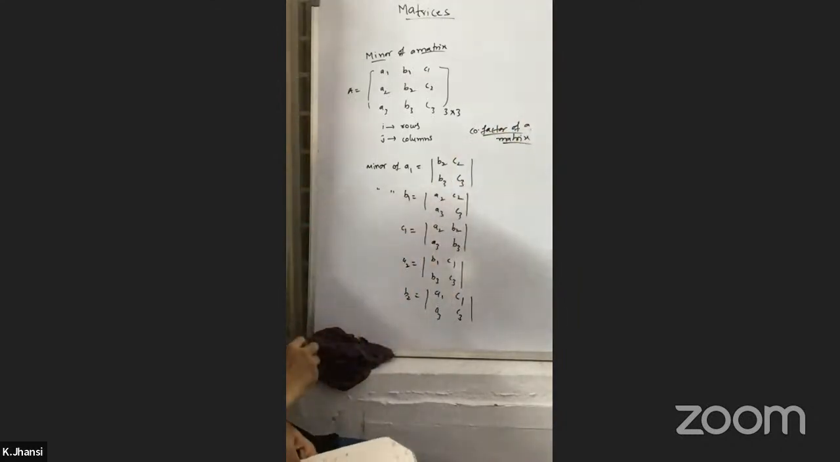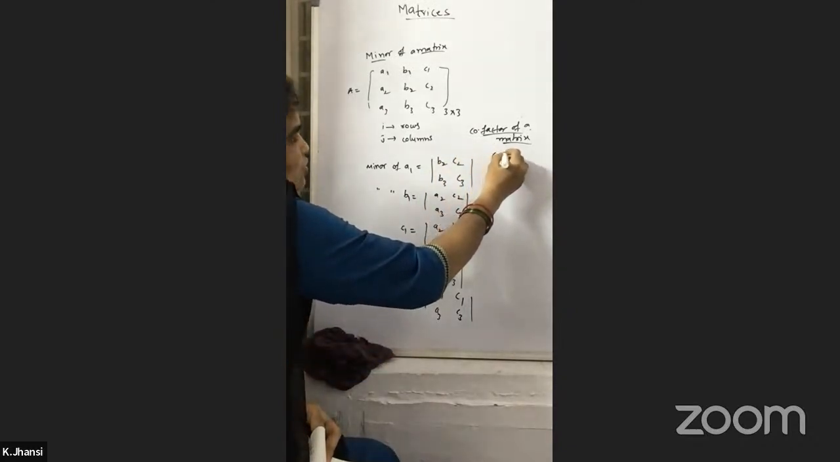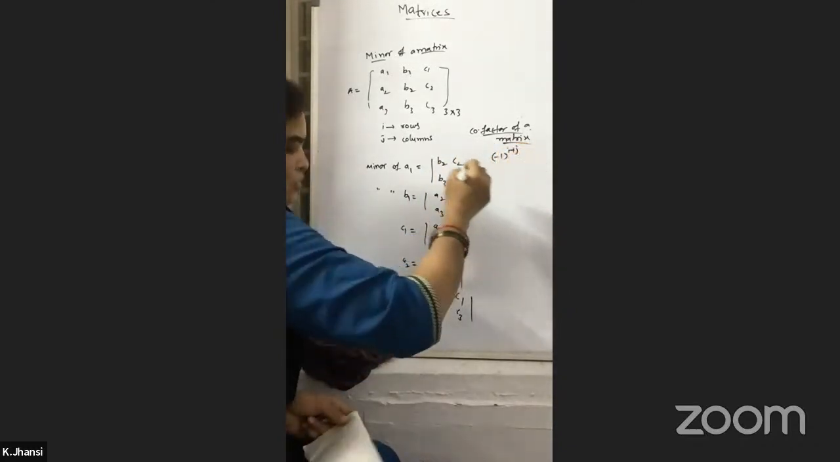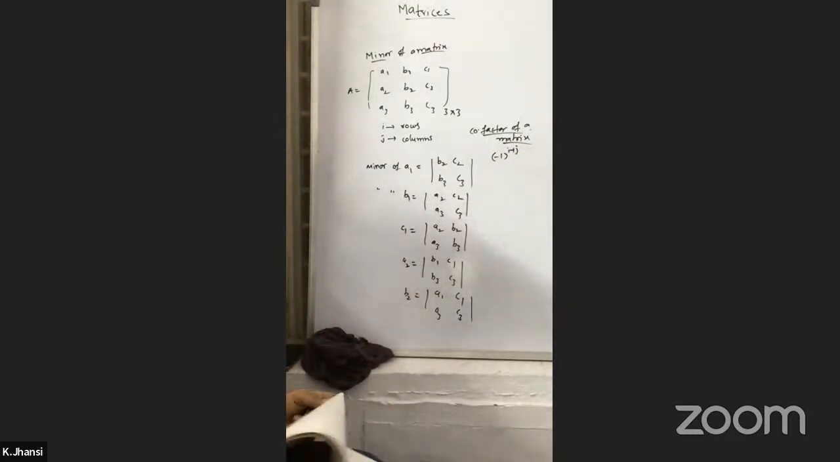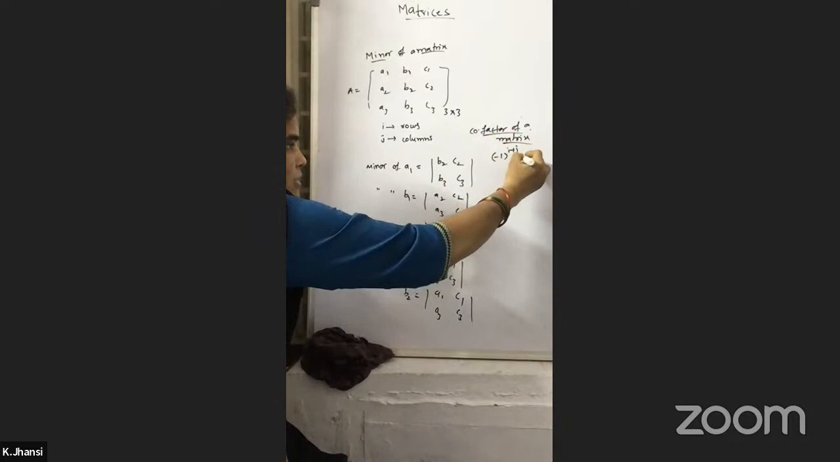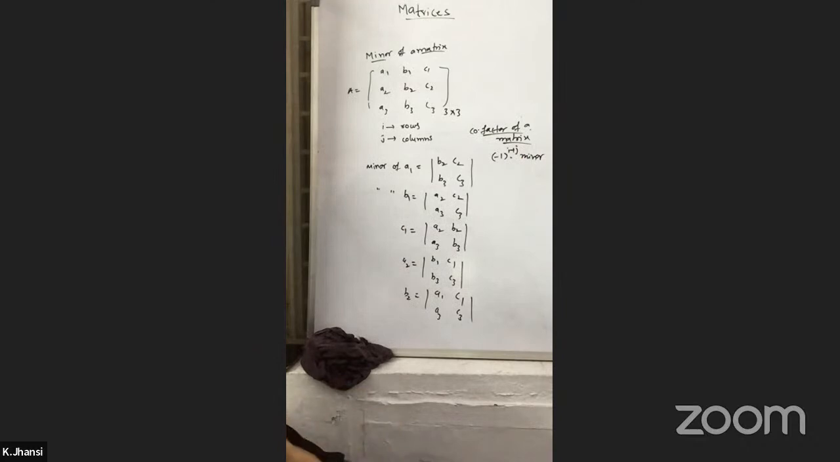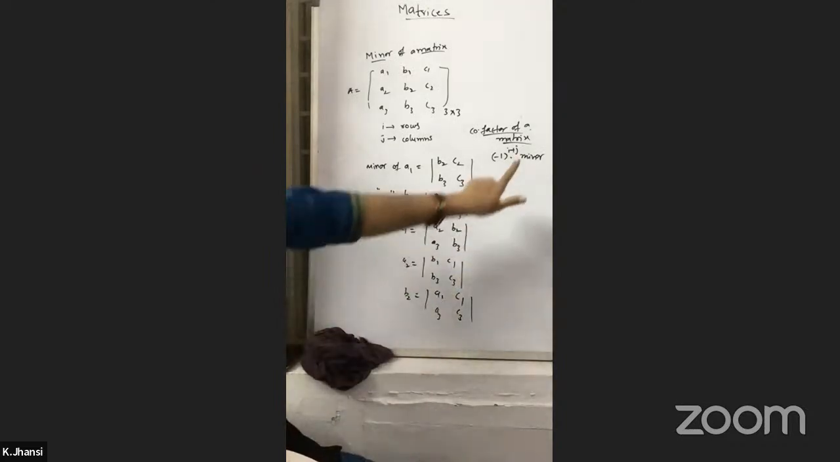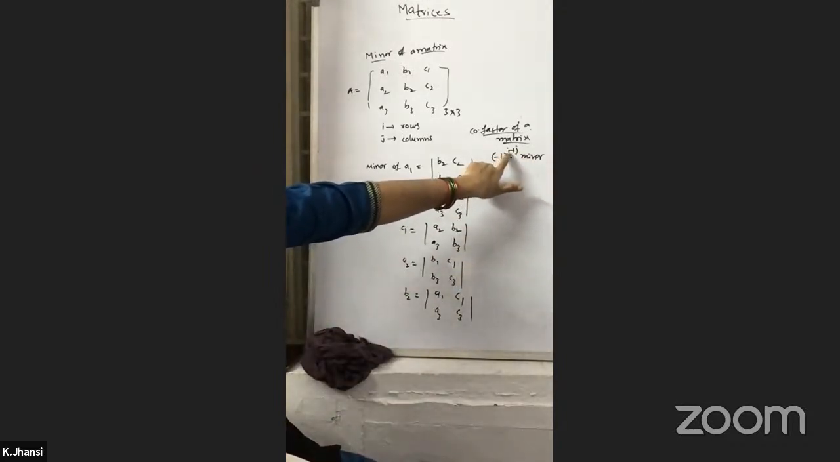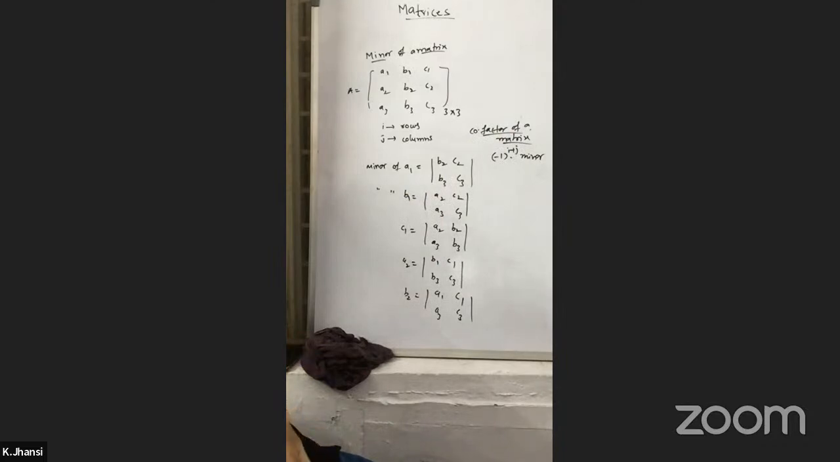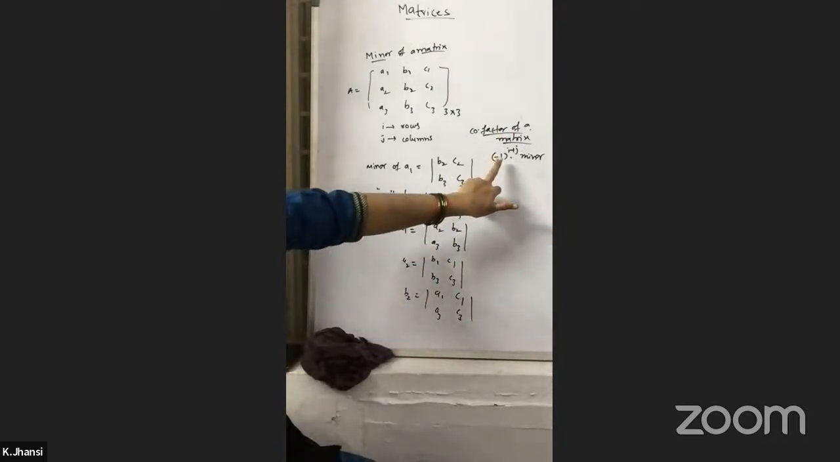Okay. Cofactor of a matrix is nothing but you will have the formula like this, that is minus 1 to the power of i plus j into the minor of that element. Okay, the definition is: the cofactor of an element in the ith row and jth column of a matrix is its minor multiplied by minus 1 to the power of i plus j. I is the row and j is the column here.